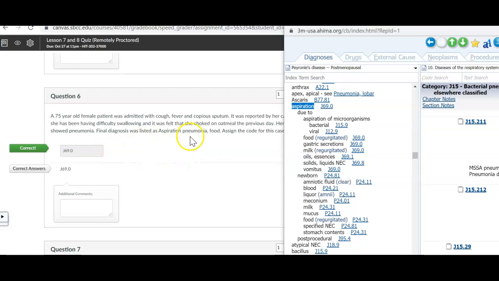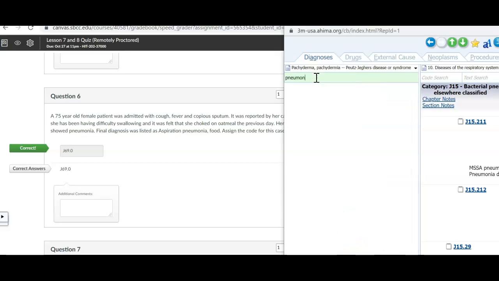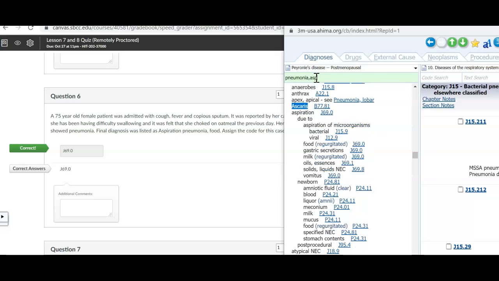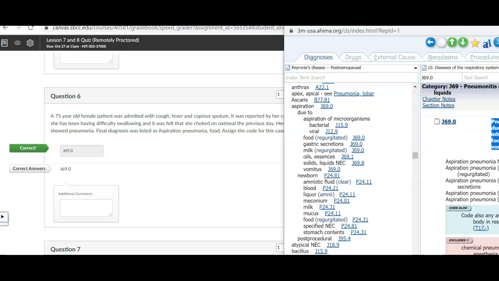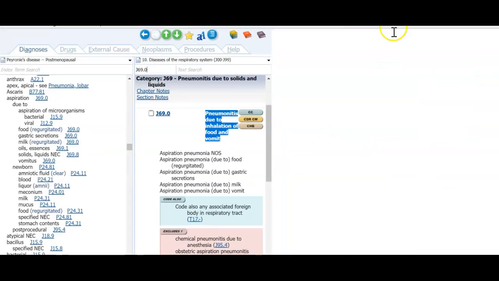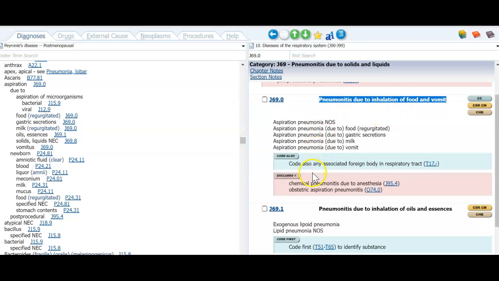Okay, so here for this one, our final diagnosis is aspiration pneumonia. So you are going to look up pneumonia and then aspiration. Right here, go to food, it's J69.0. And then always make sure you look in your tabular to make sure that we don't have any exclude notes or any code also that we need to do. So this one here, we are good with just the J69.0.